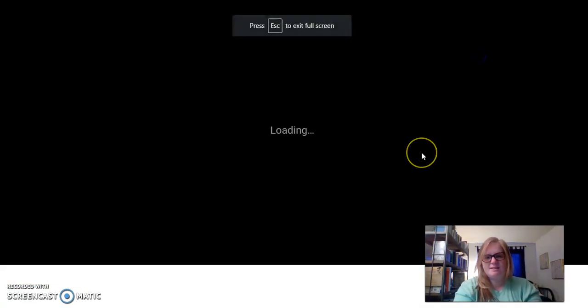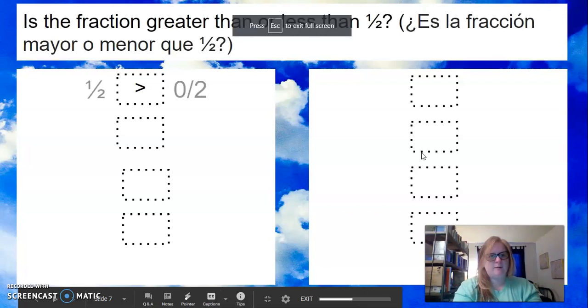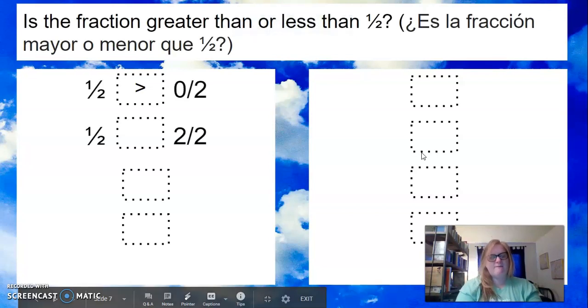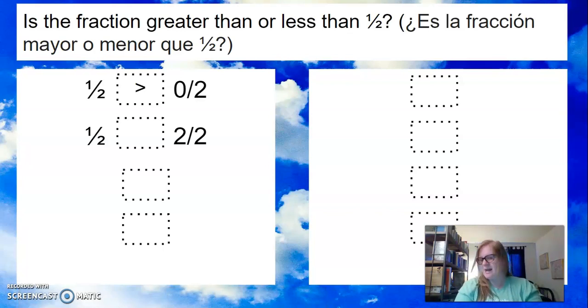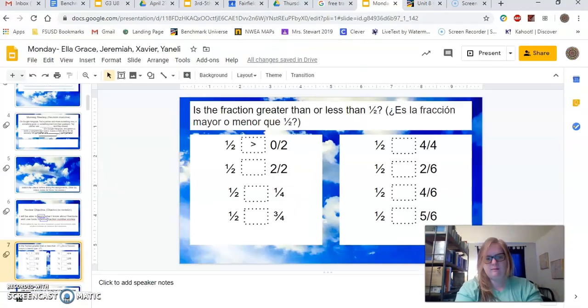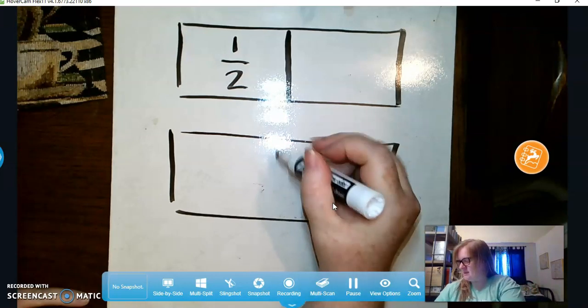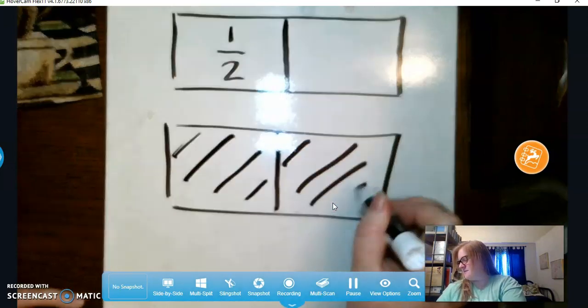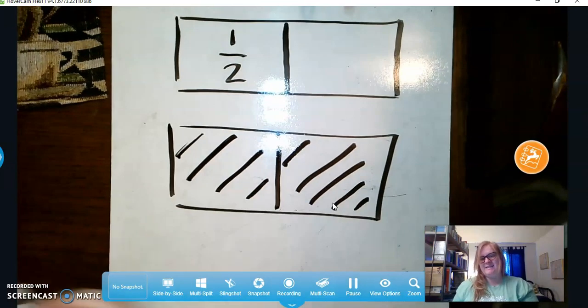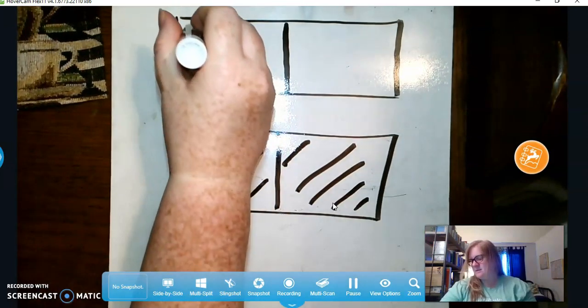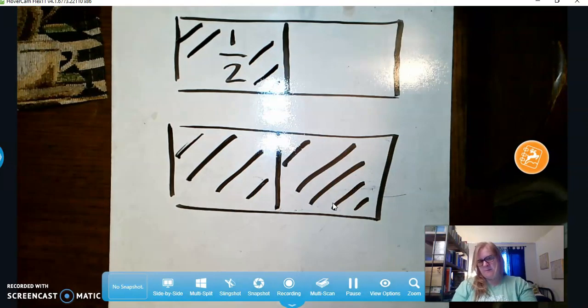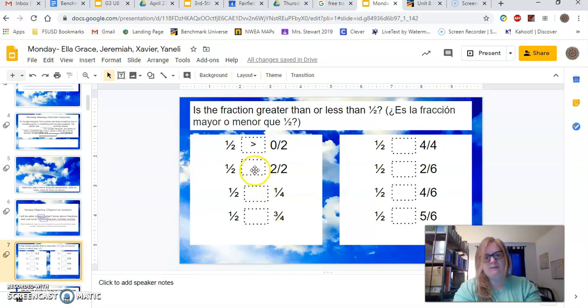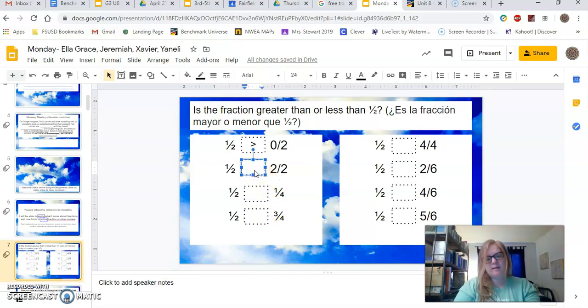Okay, so let's do the second one. 1/2 is greater than or less than 2 halves. So when I go back to my hovercam, that's 1/2, and this whole thing would be 2 halves. And I know that that is actually greater than. So let's shade that. So 2 halves is greater than 1/2. And so the mouth needs to be open to the bigger piece, so like that.